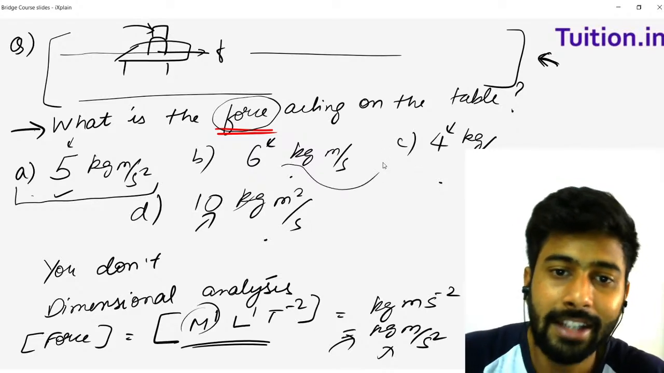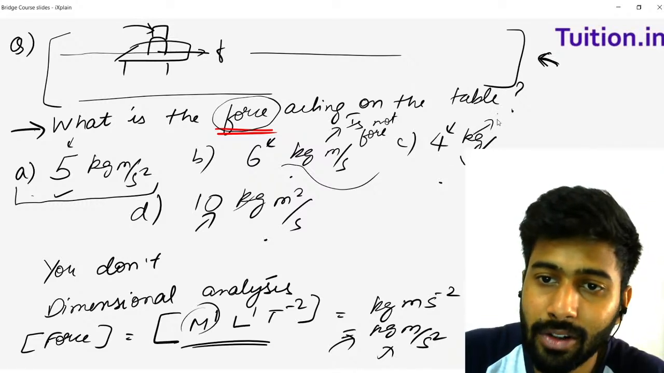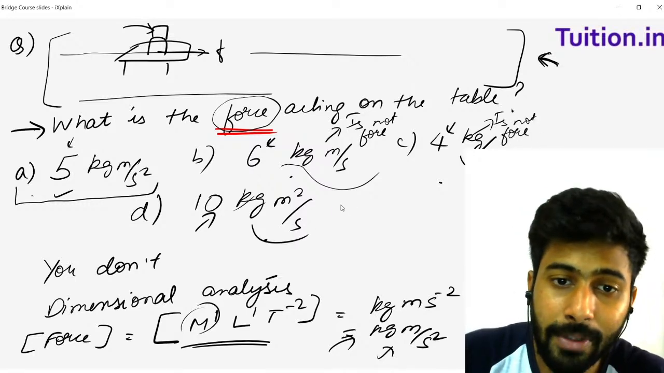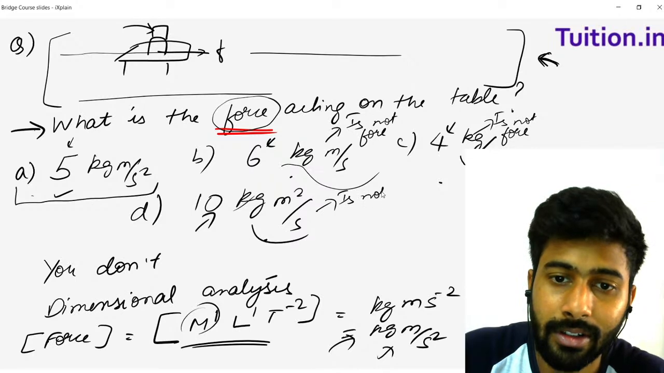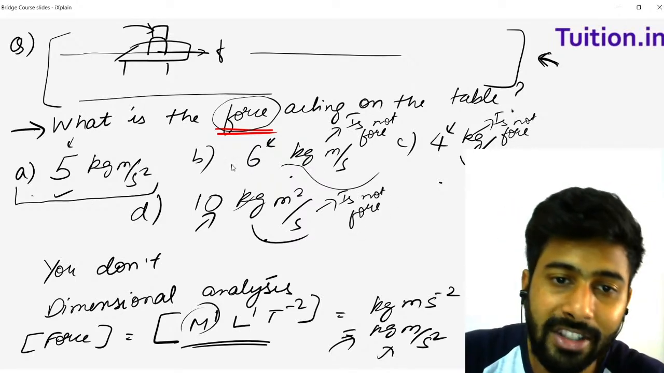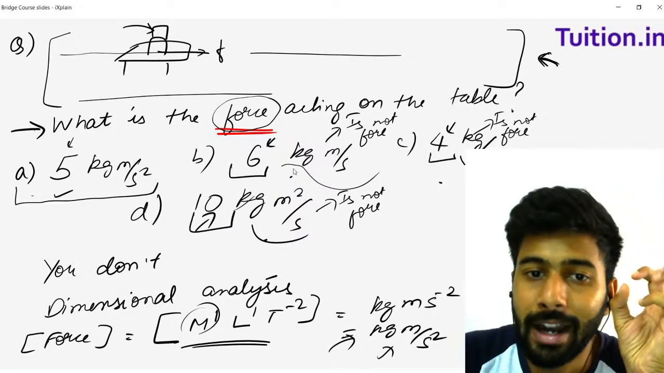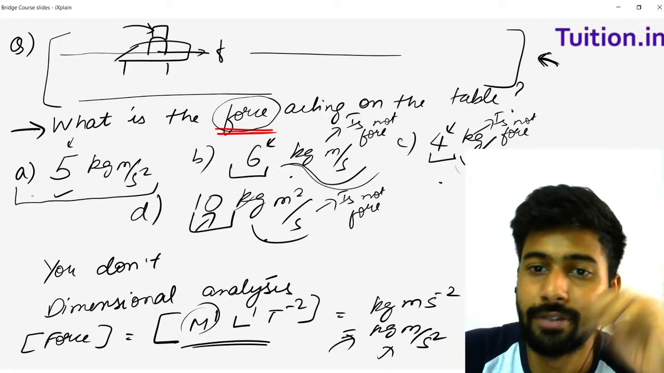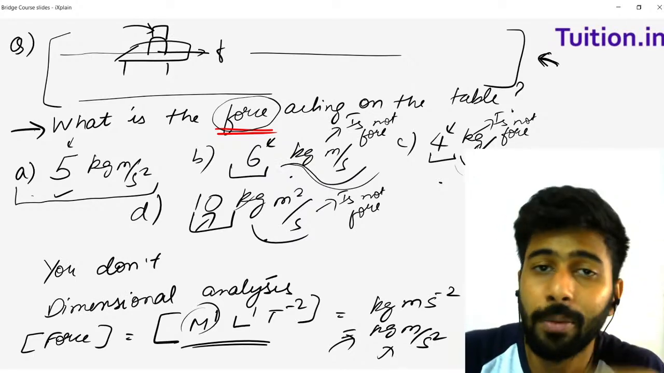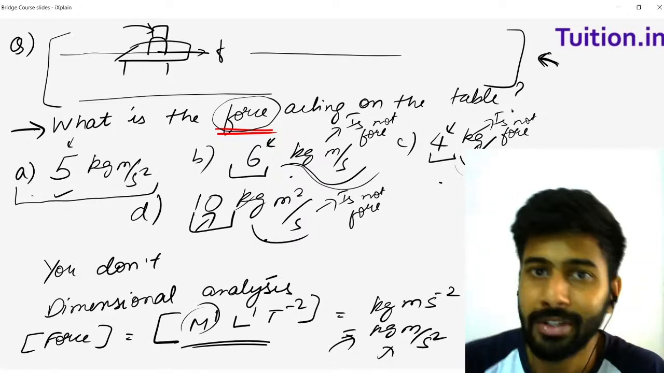This option B, which is kg meter per second, is not force. This kg per second is not force. This kg meter square per second again is not force. So if these three are not force in the first place, then how does it matter whether it's 6, 4, or 10? The constant will matter only if the dimension is right, first of all. And a lot of times in the options, all 4 options have different dimensions.